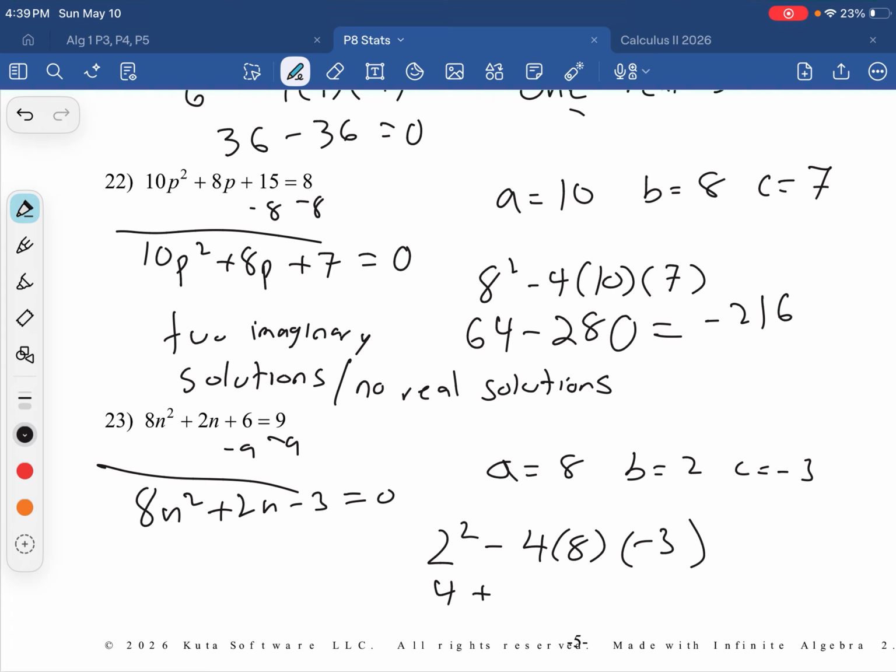4 times 8 is going to be 32. 32 times 3 is going to be 96. So I get 100. And again, it doesn't matter if it's 111.1. If it's a positive number, then we have two real solutions.